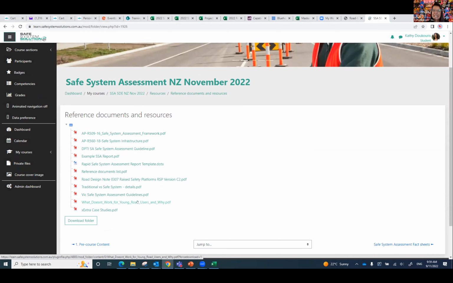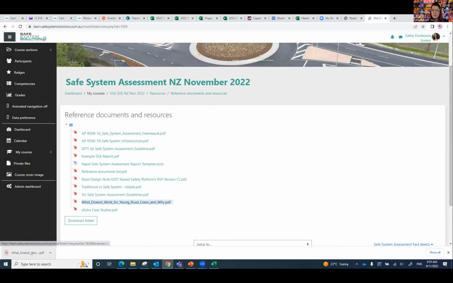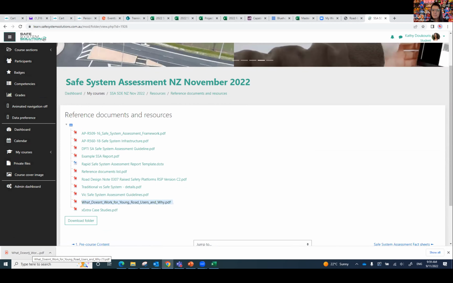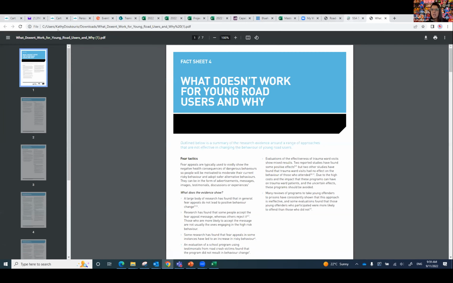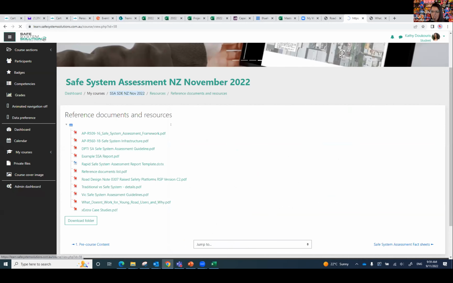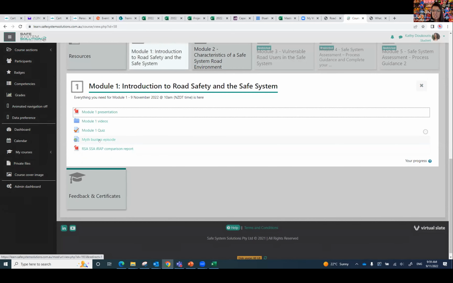Some of the things that Ken touched on in this session was what doesn't work for young road users and why. And there's some nice, easy, digestible fact sheets in there, and they were put together by the TAC here in Victoria some time ago. I just wanted to alert you to that. Now, module 1 is where we're at today. We've also popped in there a Mythbusters episode, not the whole episode, just a couple of minutes worth, and it talks about crash forces, and Ken is happy for you to watch Mythbusters during work time.